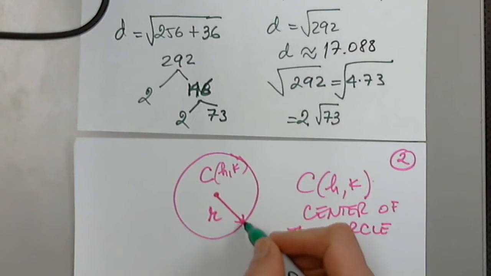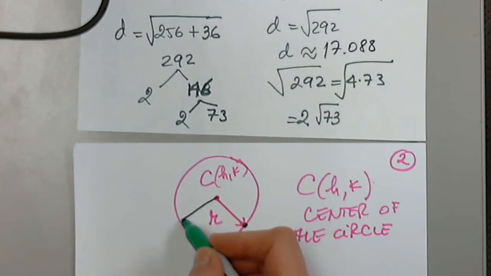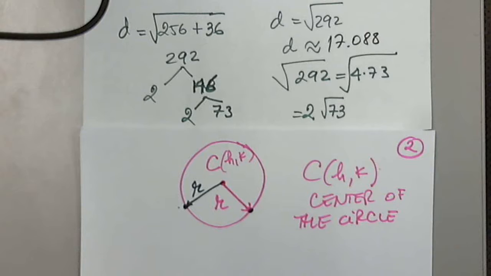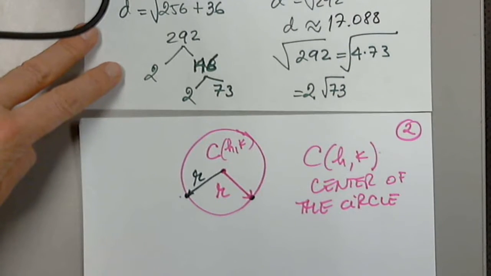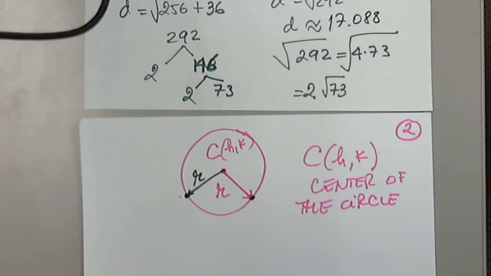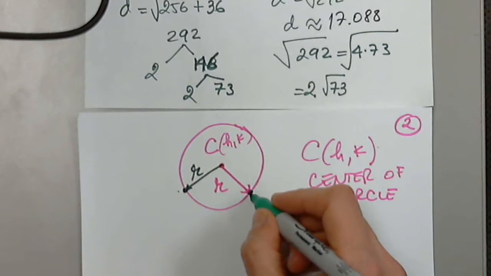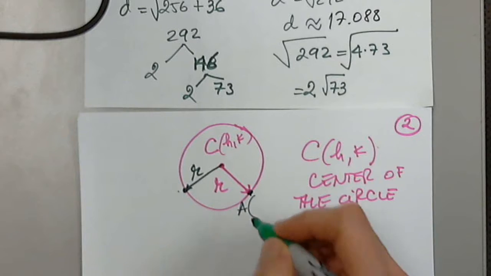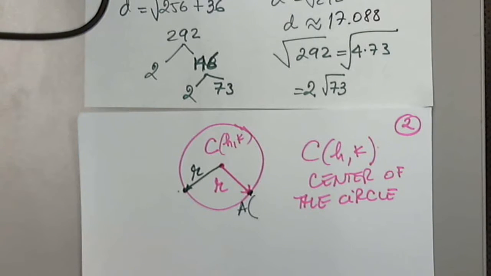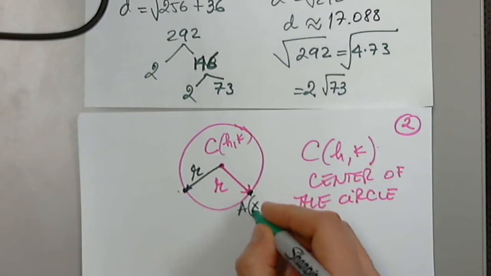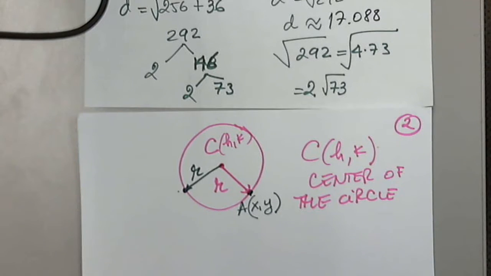It can be this point. It can be this point. It doesn't matter. The distance will be the same. Yes, the distance between the center and any point on the circle will always be the same, right? Good. So I'm going to call this point A. And the coordinates of A must verify the equation of the circle, which we don't have yet. So A has generic coordinates, x comma y.